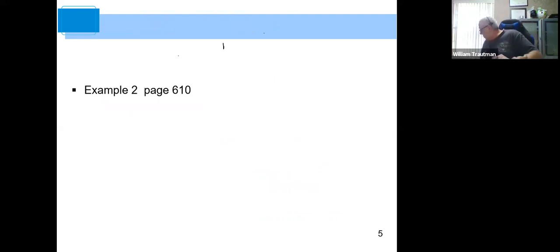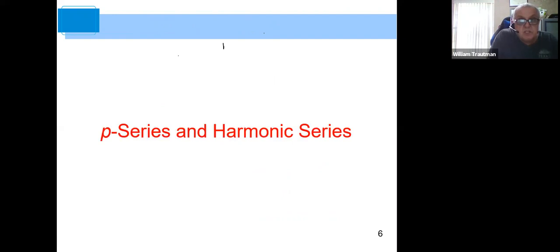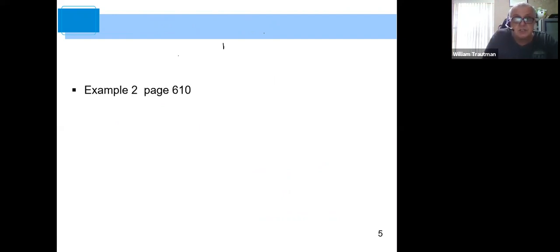There's another example I wanted to do in the book. I just wanted to show that because there's not much here in the PowerPoint. In the book on page 610, example 2, and unfortunately you guys don't have it. You just have to look for 9.3 example 2, because I think you don't have the page numbers like I do. This is the problem.